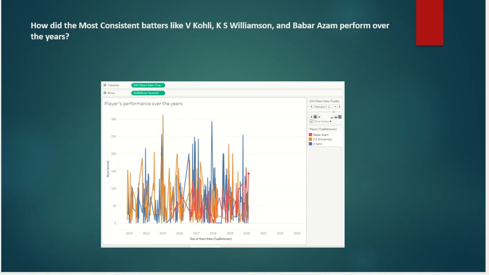Among all three, Virat Kohli appears to be more consistent in scoring runs. We can see the performance of K.S. Williamson and V. Kohli to be more dominant from 2015 to 2018, and Babar Azam being more consistent from then. Also, V. Kohli has the highest individual scores compared to other players.